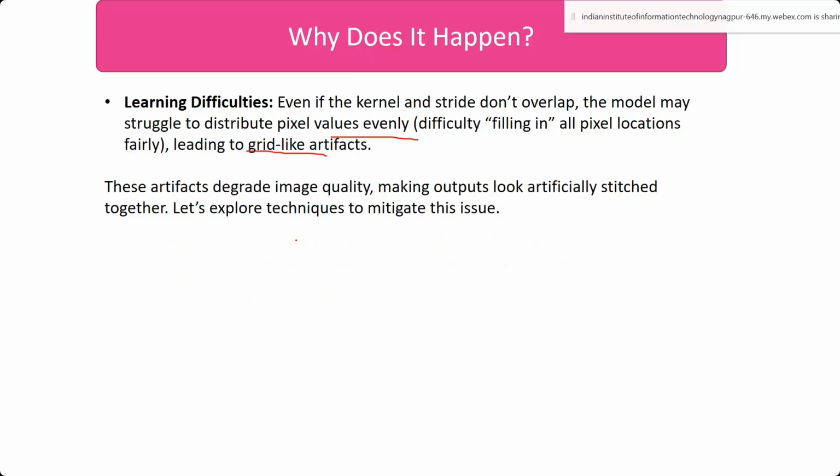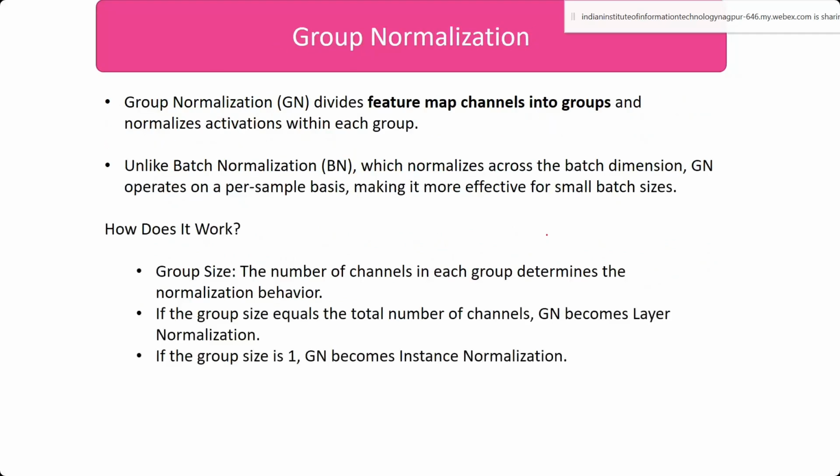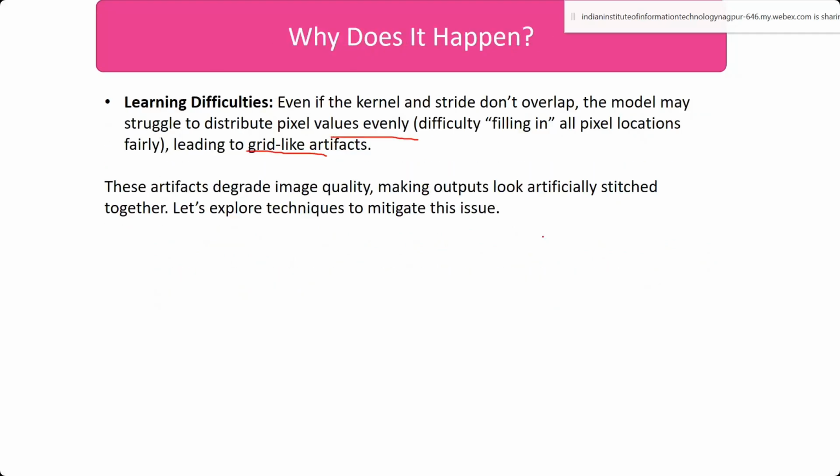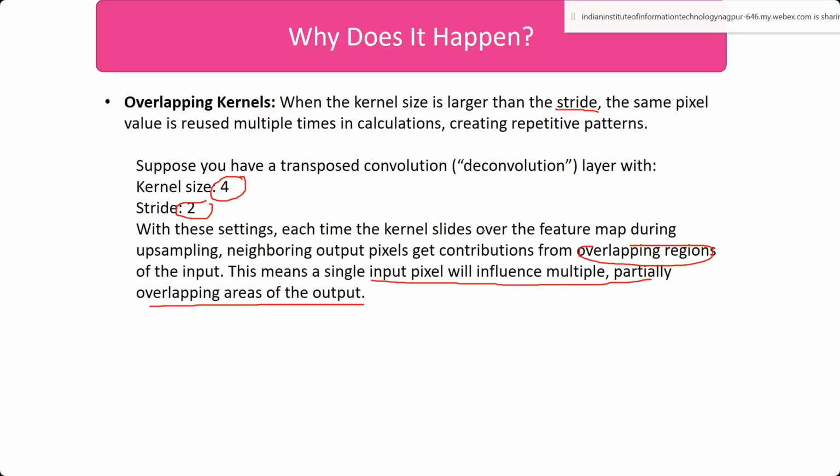This artifact degrades the image quality. Again, you cannot identify whether it is a shoe or shirt image because of the checkerboard, making outputs look artificially stitched together. Let's explore how we can now optimize this. My question is how we can remove this checkerboard problem in the DDPM architecture.